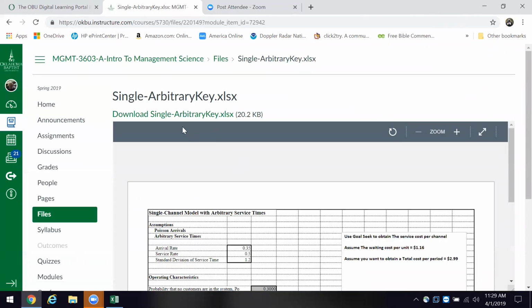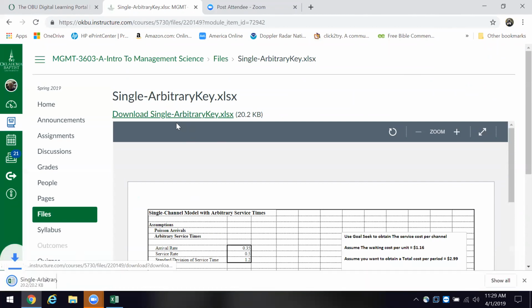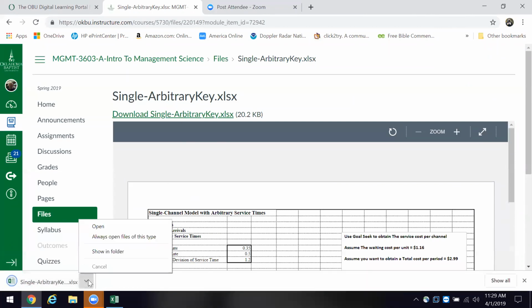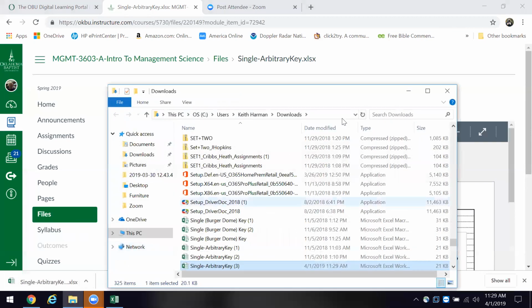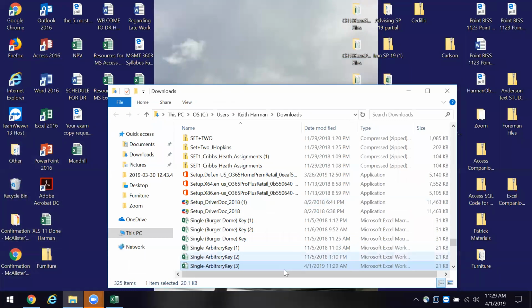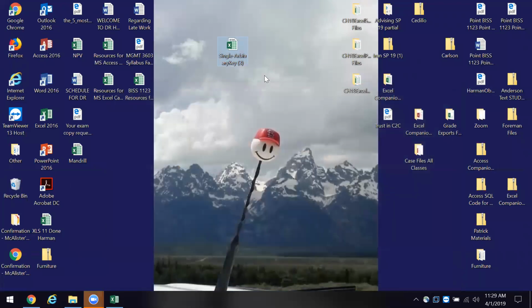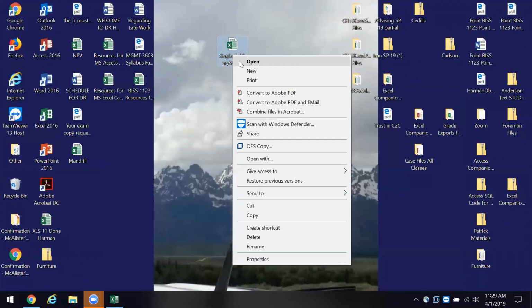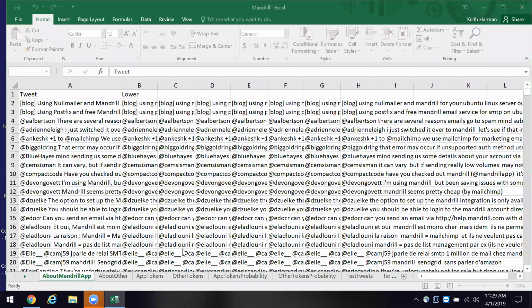Now, let's download it for just a second. I apologize. That's why I stuck that key there so I didn't have to push around the book. All right. Now, throw that on your desktop and then open it up. Okay.